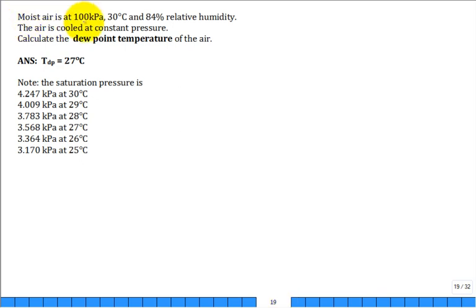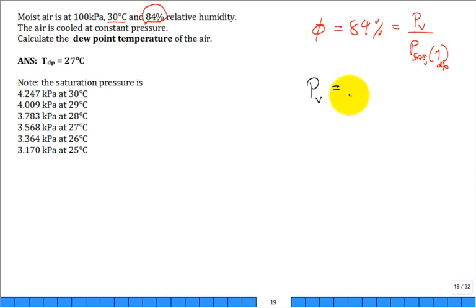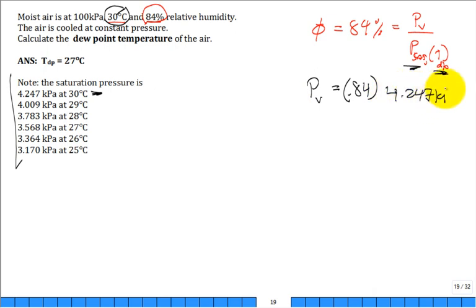All right, moist air is at 100 kilopascal, 30 degrees C, and 84% relative humidity. Relative humidity is really the partial pressure of the vapor divided by the maximum it could be, the saturation pressure at that temperature, of the dry bulb temperature. That's how the relative humidity is calculated. So if it's 84% relative humidity, then the partial pressure of the water vapor is 84% times the saturation pressure at that dry bulb temperature. The dry bulb is 30. We look in our table for 30 degrees. Psat is 4.247 kilopascal, and so it gives us a partial pressure of the water vapor.